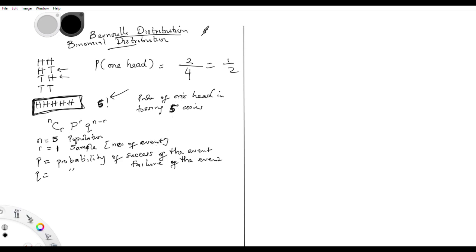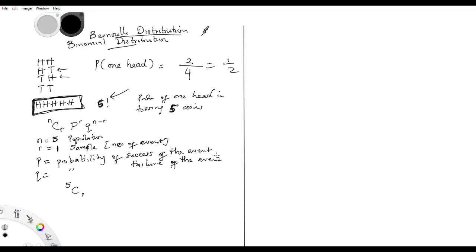Number of events, that's one head. The event here is one head, so one is the number of events. So we can begin filling them out. Now P is the success of that event. Now what's the event? One head. If I'm tossing one coin, what is the probability of getting one head when tossing one coin?